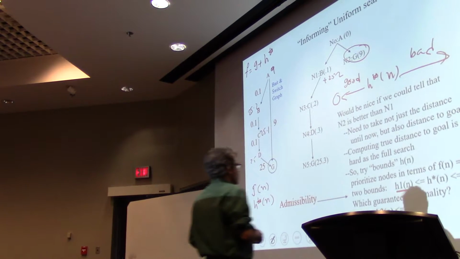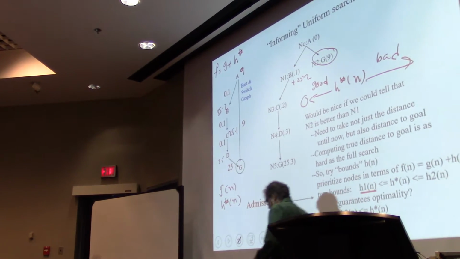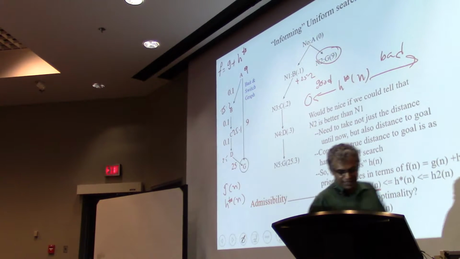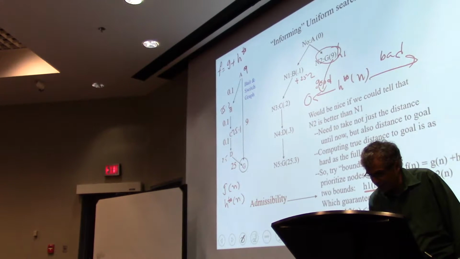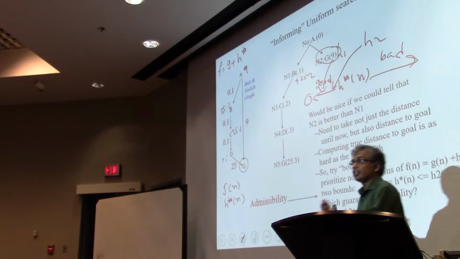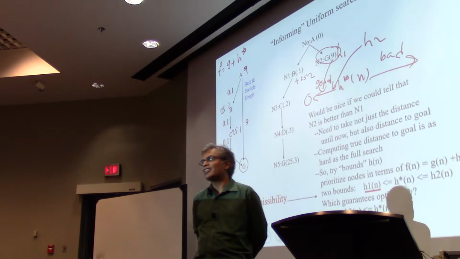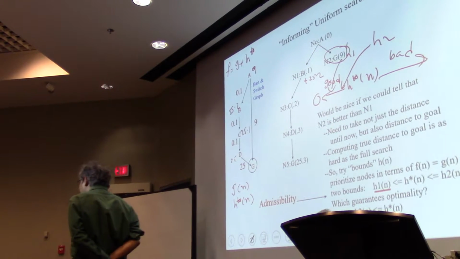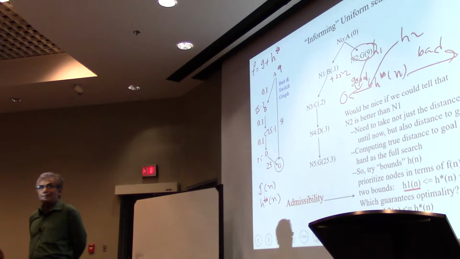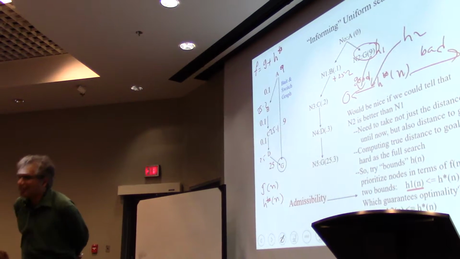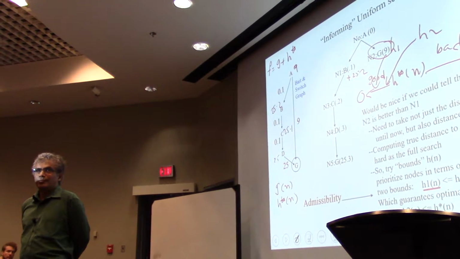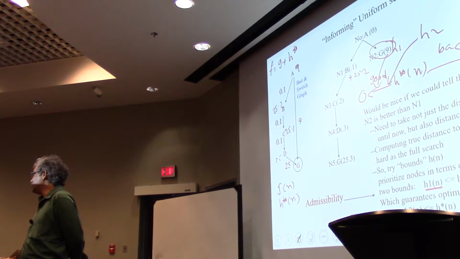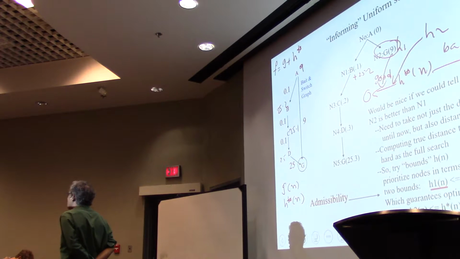Now, this argument also tells you which one to prefer. If I give you two heuristics such that H1 is here and H2 is here, H2 is closer to H star. Which one would you rather use? H2. Right? As long as you are below H star, you will get optimal. If you are equal to H star, that is nirvana. Because if you got H star, you would have done the least amount of expansions.